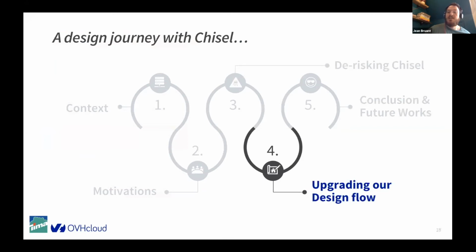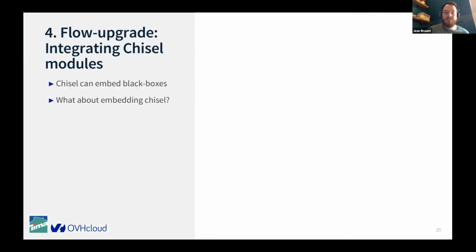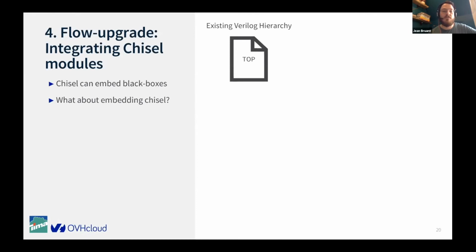So then the question was how to integrate Chisel in our existing design flow, with the biggest issue being to embed one given Chisel module inside an existing Verilog hierarchy. And especially, Chisel is able to embed black boxes. So it's quite easy to have your top level in Chisel and to use existing IPs from SystemVerilog and so on. But we didn't want to change everything from the beginning.